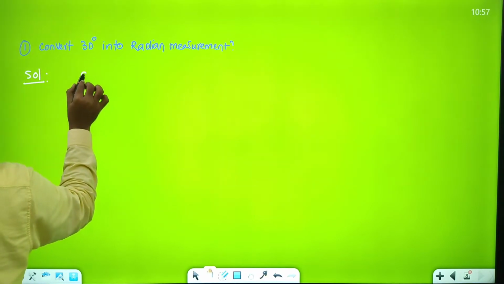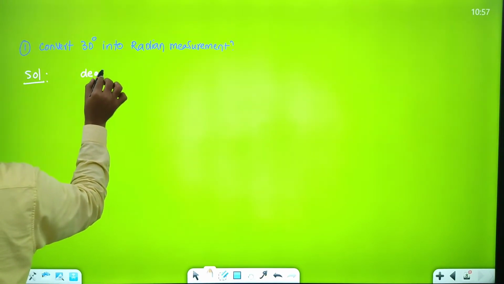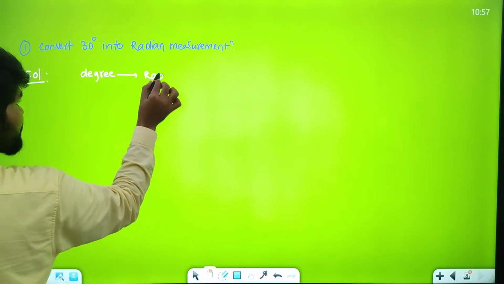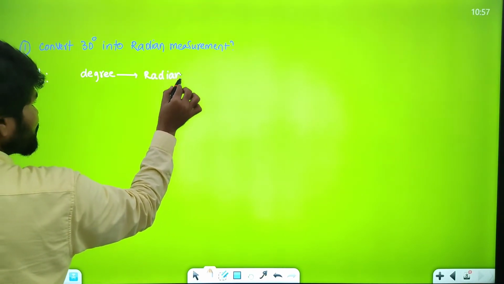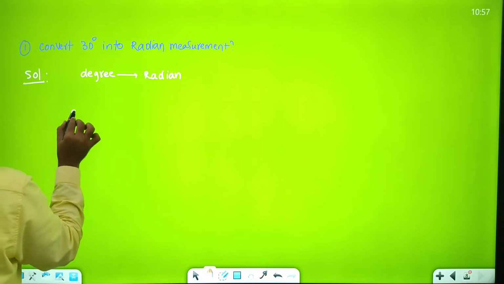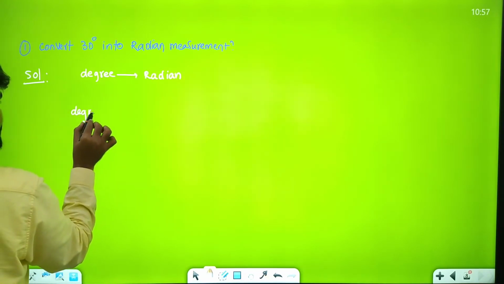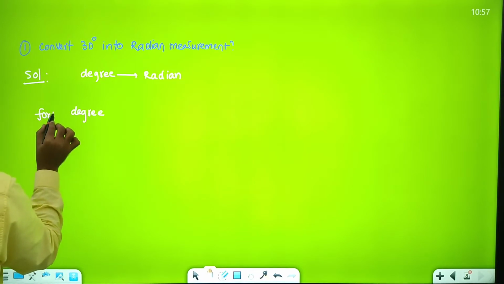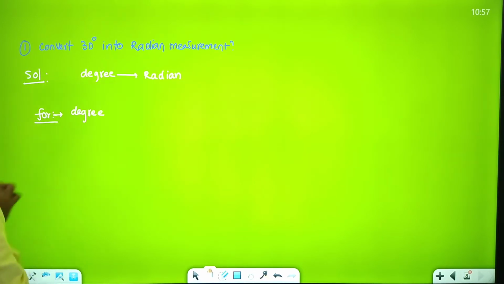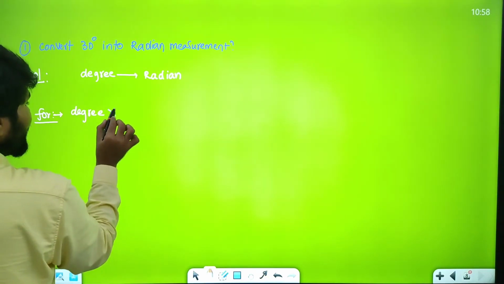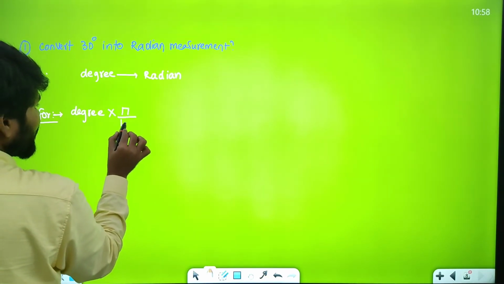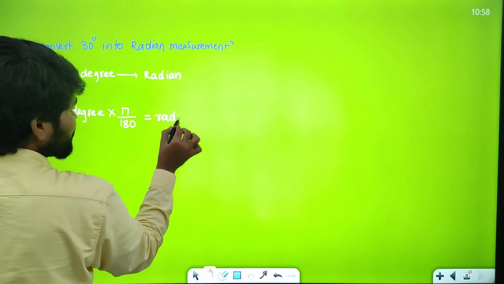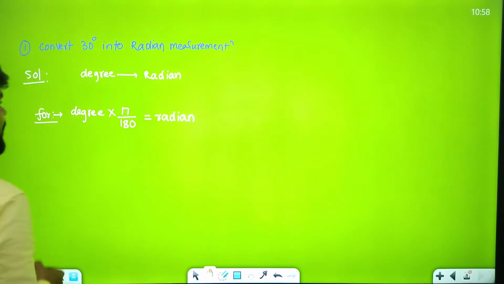Here they are asking degree to radian, right? What I have to do? I have to take degree. This is the formula. I have to take degree and multiply that degree with pi by 180. Then I will get radian. Let's see, will come or not.